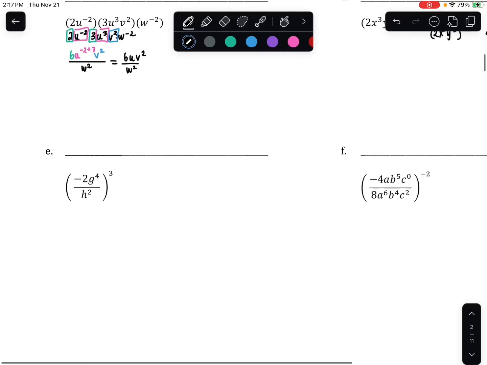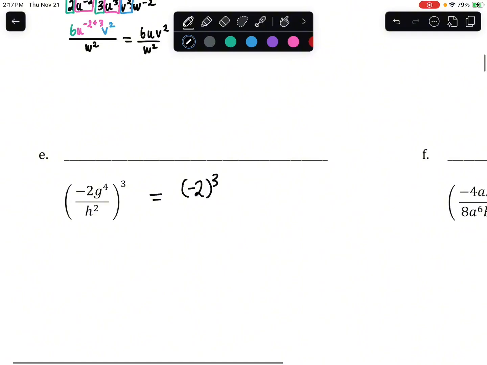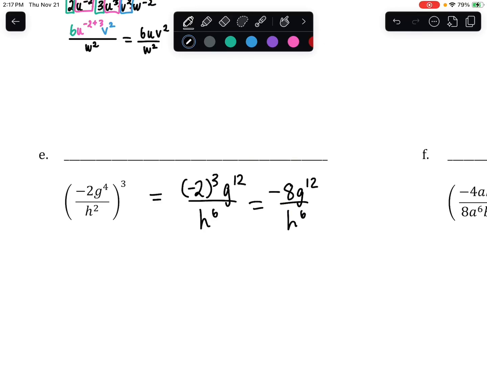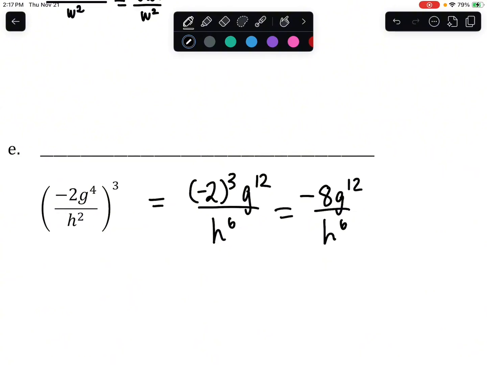Okay, and so for this next one, the only thing really to do is distribute the 3. And so when you distribute a 3 to a negative base, just be careful and put it in parentheses. And then we would have g to the 12th, h to the 6th. And then negative 2 cubed stays negative. It's negative 8, g to the 12th, h to the 6th. Negative numbers only become positive if you have an even exponent. And so our final answer is negative 8 g to the 12th over h to the 6th.